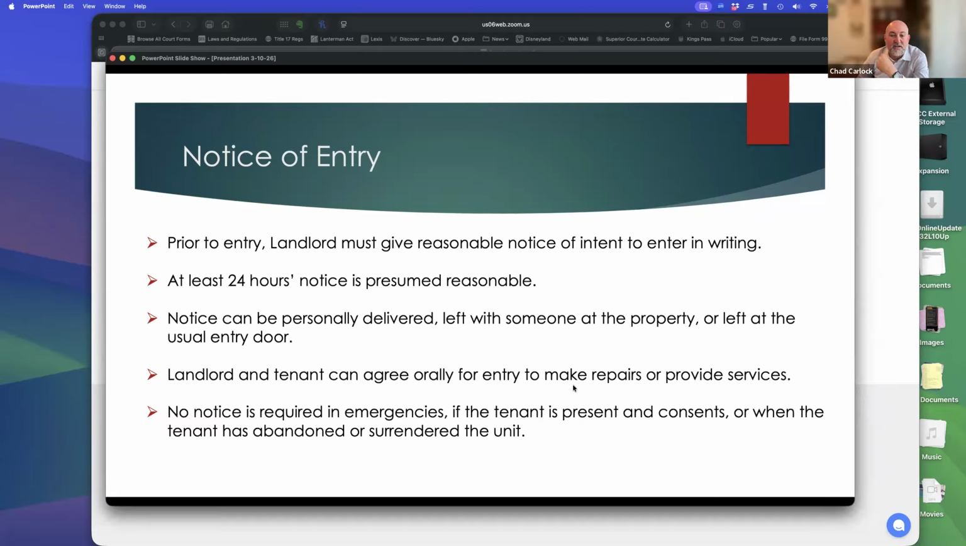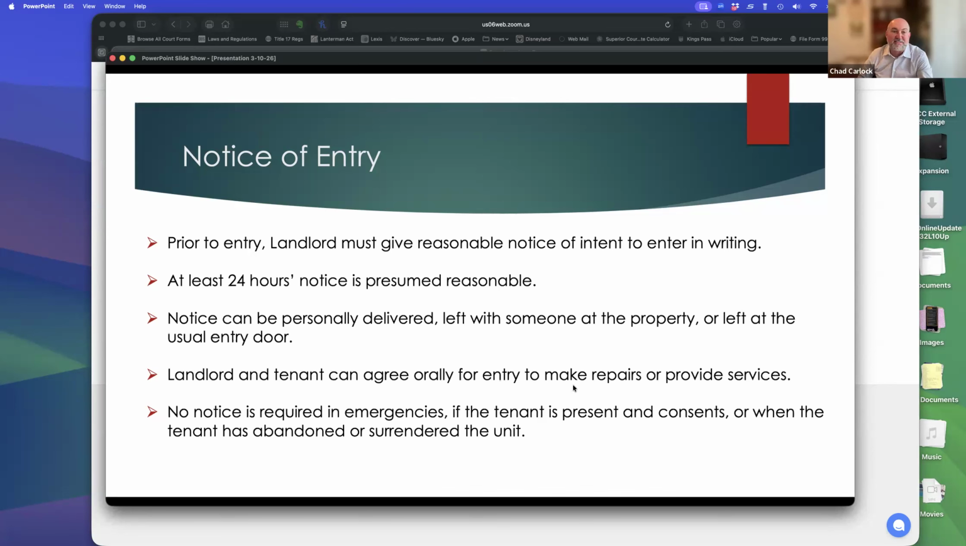If the tenant is present and consents, we just talked about that, or when the tenant has abandoned or surrendered the unit. Again, still best to post a notice before you enter just to make sure that they have actually abandoned or surrendered the unit. One of the reasons you might want to enter is to do an inspection to find out whether they have abandoned or surrendered the unit.